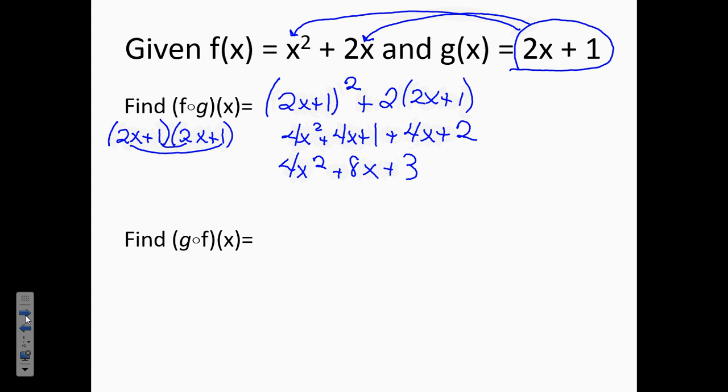No restrictions on the domain to begin with. This is a parabola. This is a line. All real numbers, so no restrictions on the domain here.